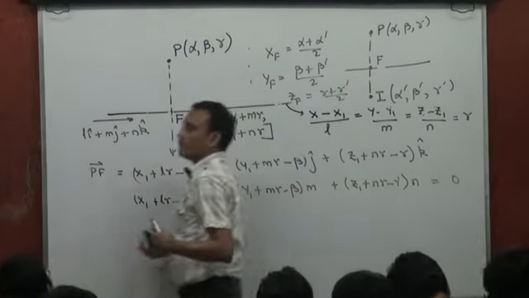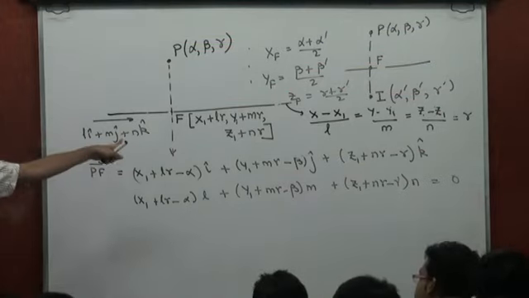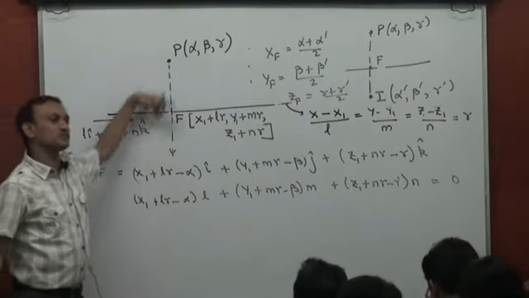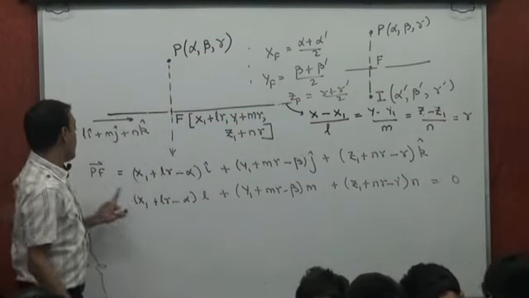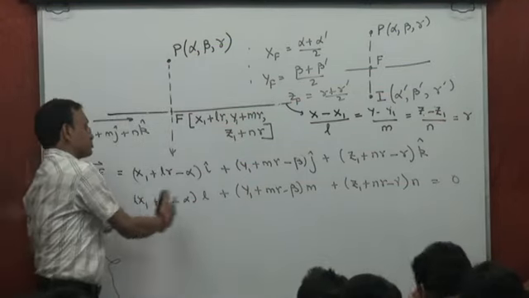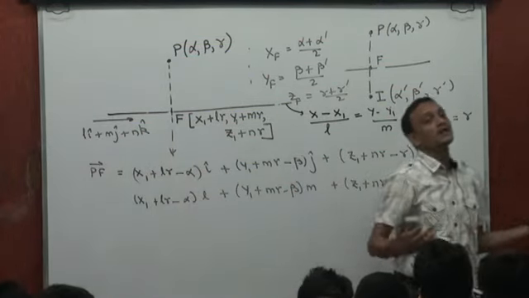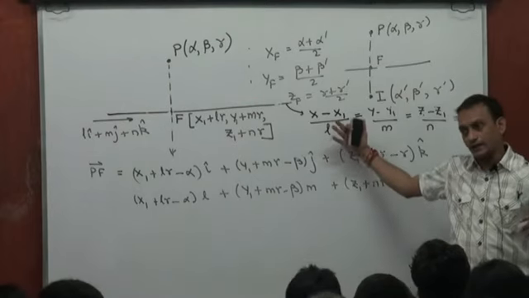So given a line and given a point not on the line, you can find the foot of the perpendicular from the point P onto the line. You can also find the image of the point P with respect to the line, and so on. And the length PF can be found from this vector, mod of PF, which would be root this square plus this square plus this square. That's going to be the length PF, the perpendicular distance of P from the line. Clear?